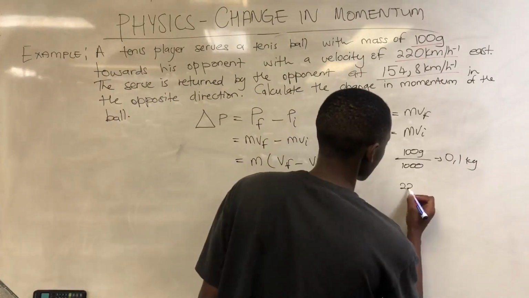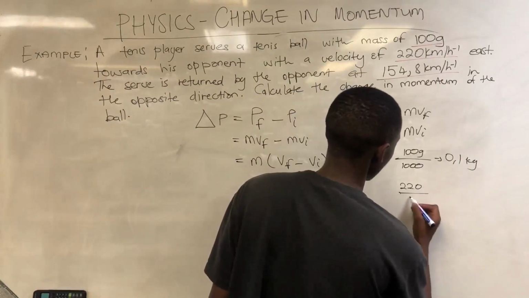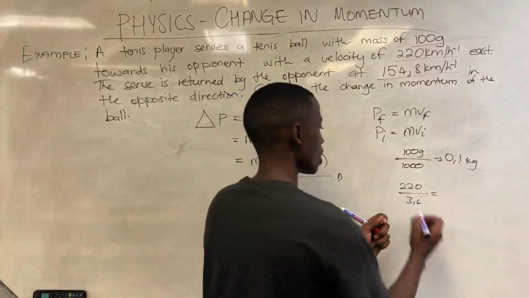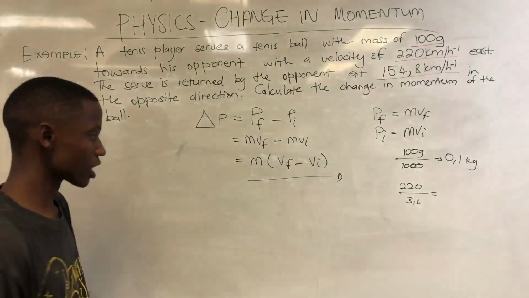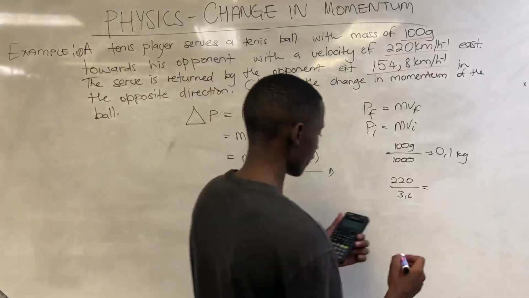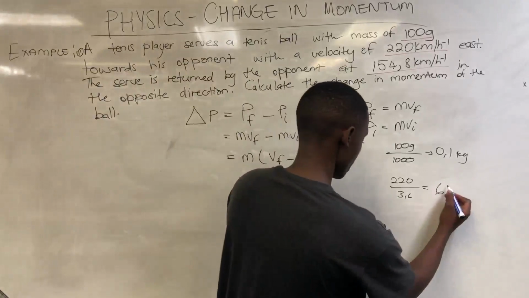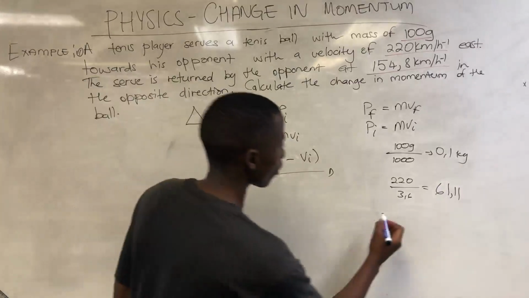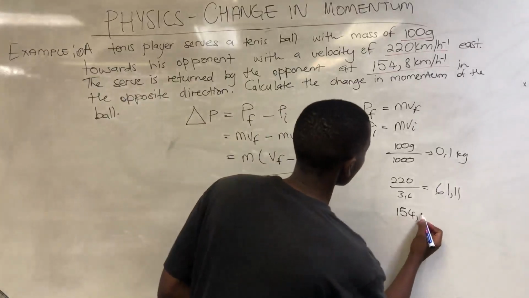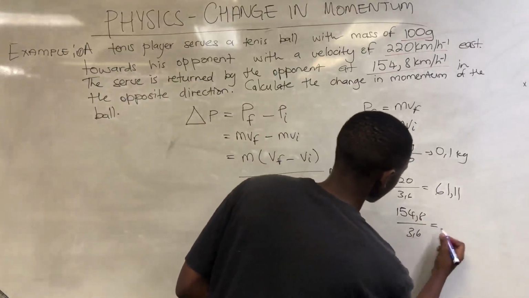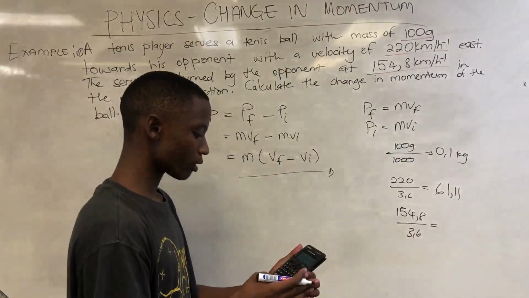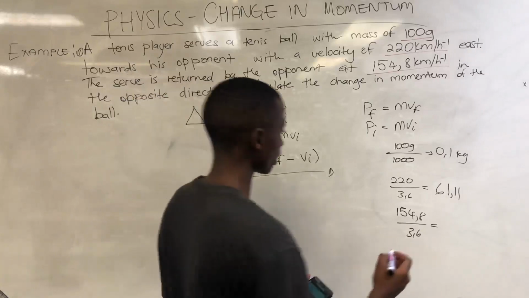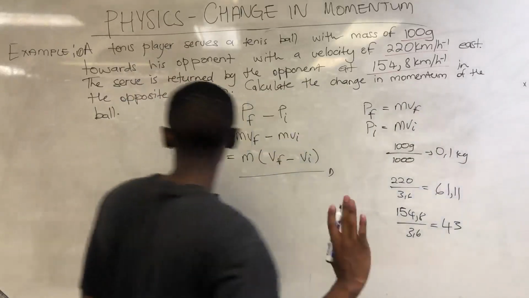220 kilometers per hour divided by 3.6 is going to land us in meters per second, right? 220 divided by 3.6, take it. And that is 61.11. So now, let's take 154.8 divided by 3.6, changing it to meters per second. 154.8 divided by 3.6 is equal to 43, straightforward. 43.